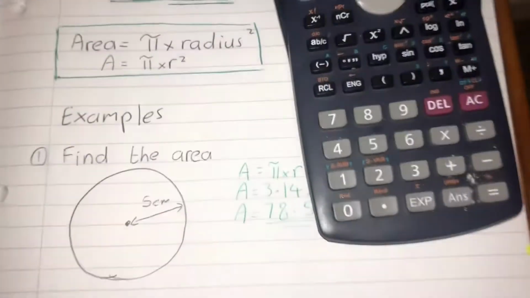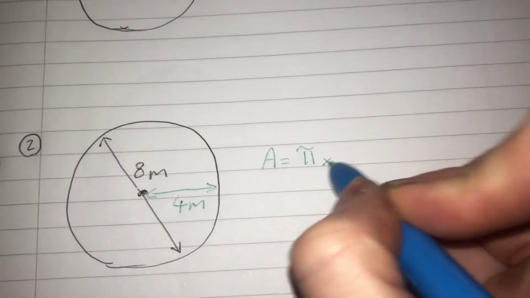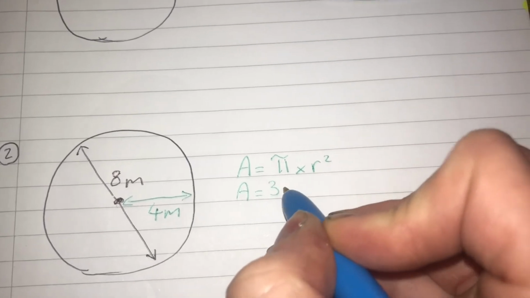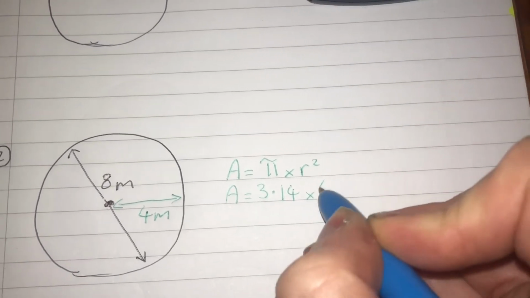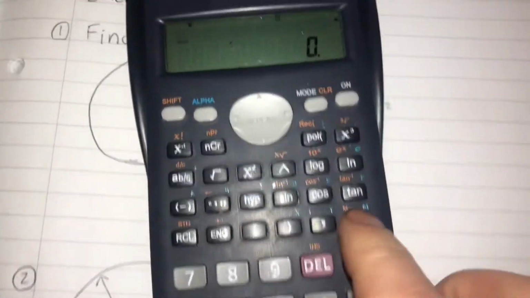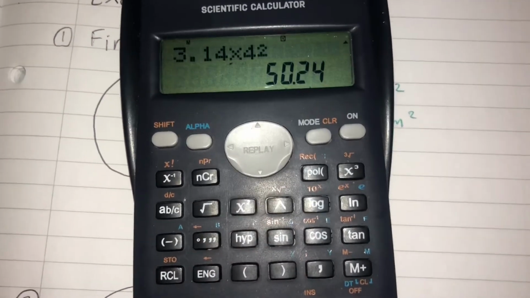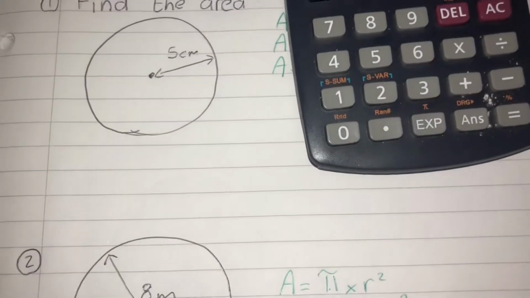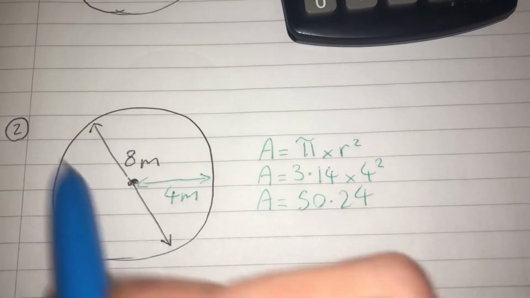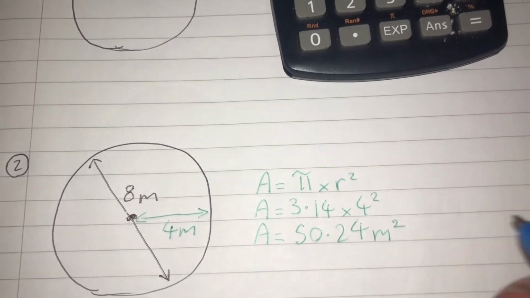After that, it's exactly the same as what we've done up here. A is equal to pi times r squared. A is therefore equal to, again substituting our values now, 3.14 times 4 squared. Putting that into our calculator, 3.14 times 4 squared, 50.24. And again, just being careful with our units. We were given our diameter and our radius in meters, so therefore our units for area are meters squared.